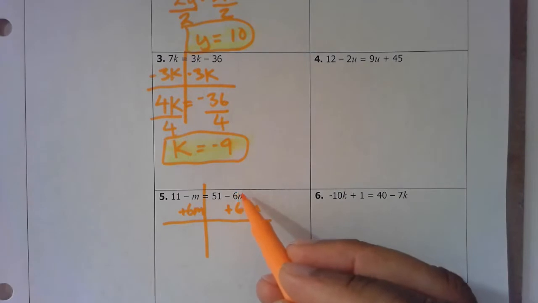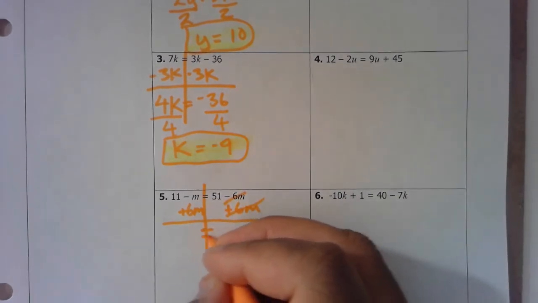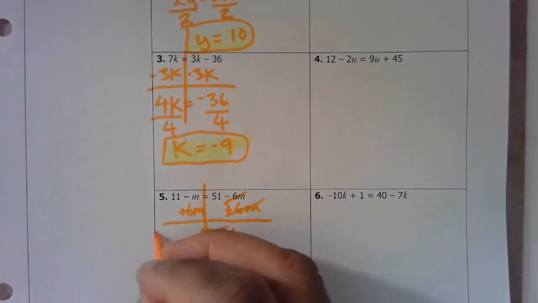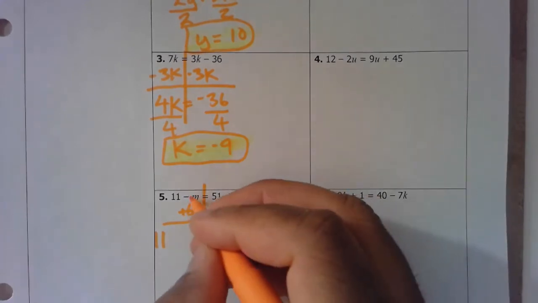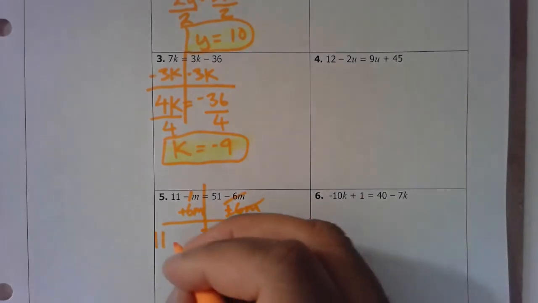The negative 6m plus 6m is going to cancel out. So then we'll be left with a positive 51 equals 11. So this imaginary negative 1 is here. So negative 1m plus 6m will give me a positive 5m.